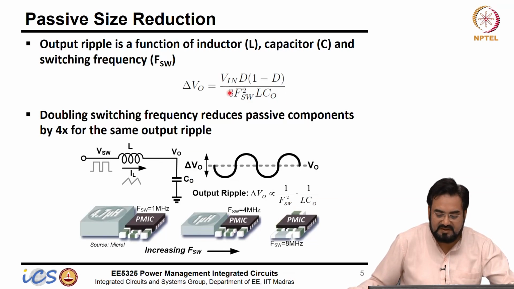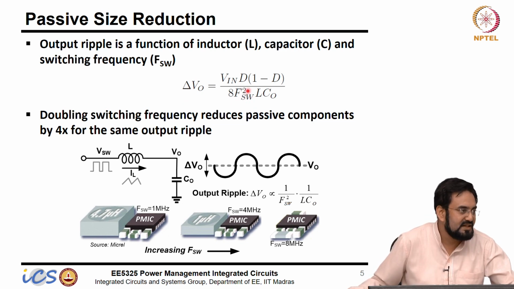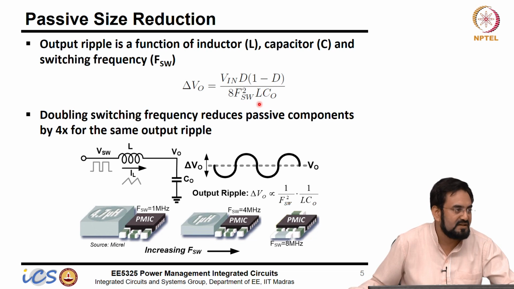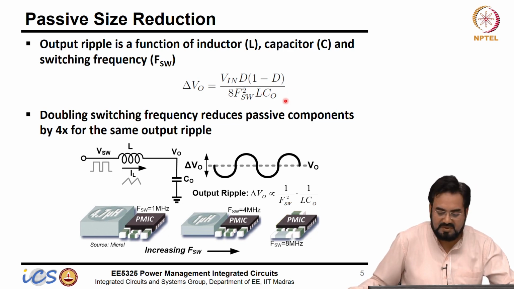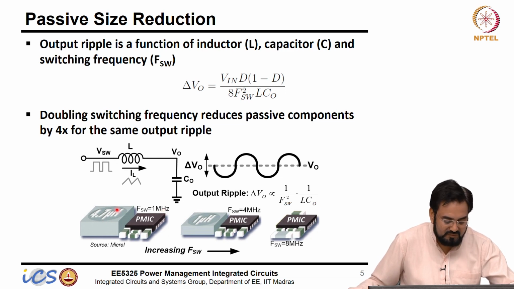So for the same ripple, we know this is the formula. If I want to achieve the same ripple and increase the frequency, let's say double the frequency, I can reduce the size of the inductor by 4 times. Or I can reduce the inductor by half and the capacitor also by half. But most of the time capacitors are much smaller compared to inductors, so we always try to reduce the inductor size actually. You can see, if you are running at 1 megahertz, your 4.7 microhenry inductor will look like this, much bigger than the capacitor and your chip size combined. Then at 4 megahertz, it's 1 microhenry if you are using.